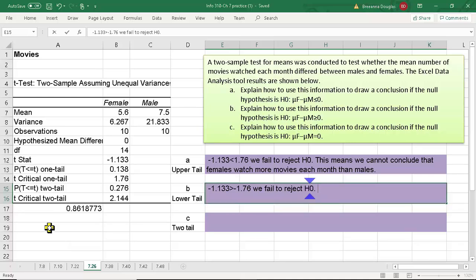This is confirmed by the fact that our p-value of 0.138 is less than our significance level of 0.05. This means we cannot conclude that males watch more movies per month compared to females.